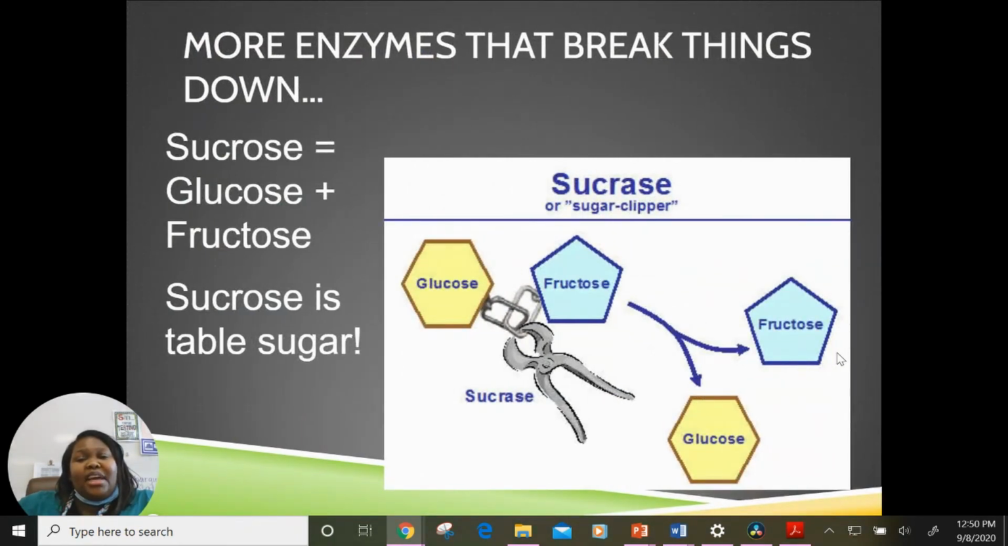More enzymes that break down things. We have sucrase, which breaks down sucrose, or table sugar.